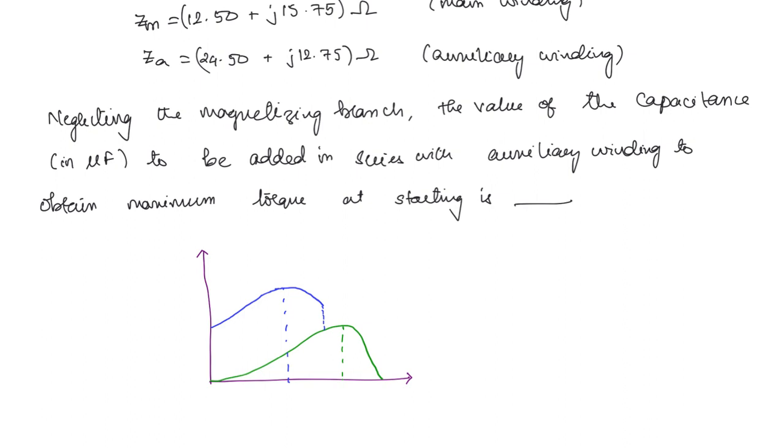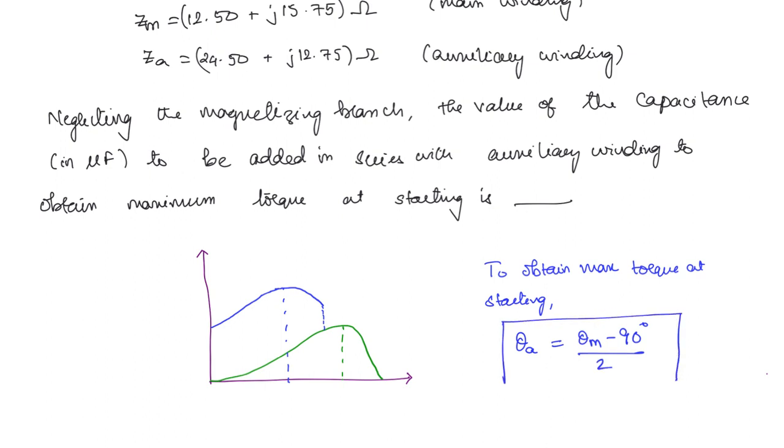This condition is actually very difficult to solve for the undergraduate level, so you can just remember the formula for it. To obtain maximum torque at starting, the auxiliary winding impedance angle should be equal to (theta m minus 90 degrees) divided by 2. So this is the condition. Usually when we use a capacitor start motor, we ensure that the angle between the auxiliary and the main field winding is 90 degrees. But to get the maximum starting torque, it is a different condition altogether. That is this angle.